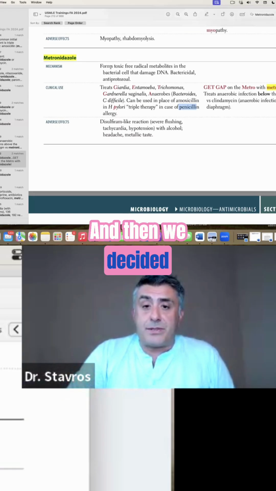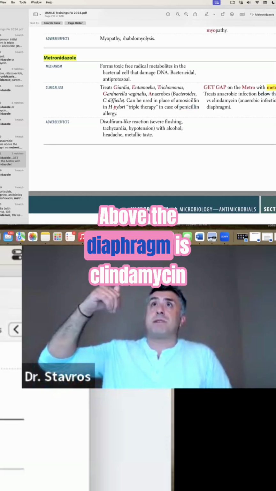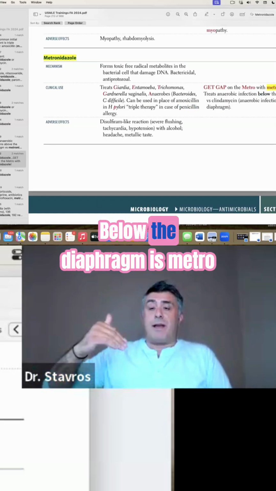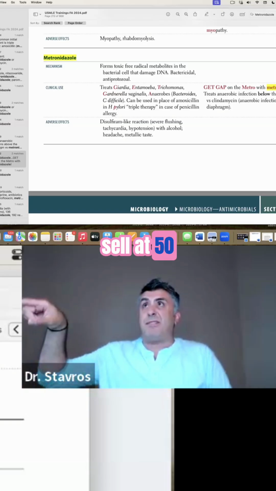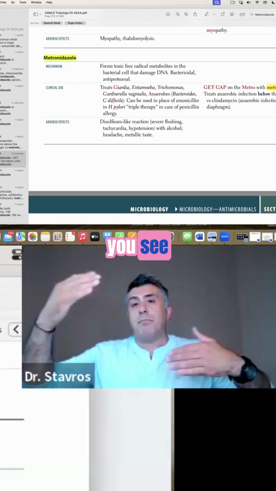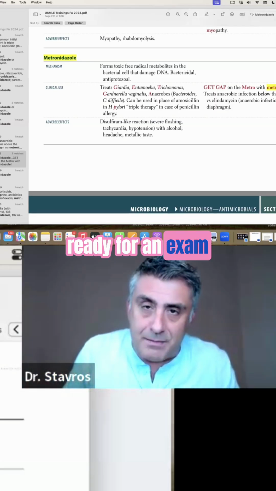And then we talked about below versus above the diaphragm. Above the diaphragm is clindamycin. Below the diaphragm is Metro. We know Clinda is buy a 30, sell at 50. It's a 50S inhibitor. So you see, by doing this, that's how you become ready for an exam like Step 1.